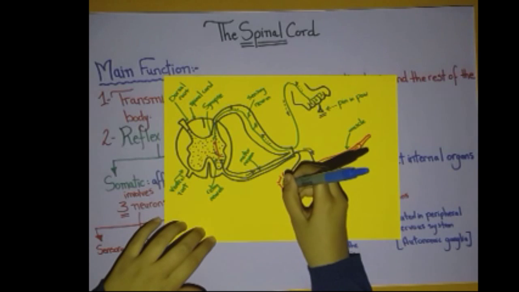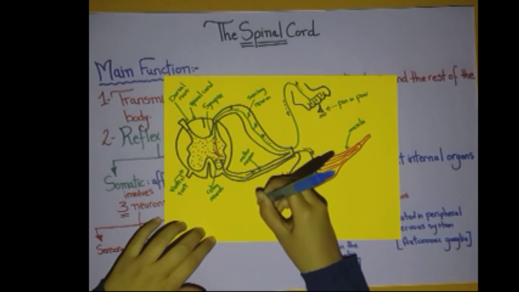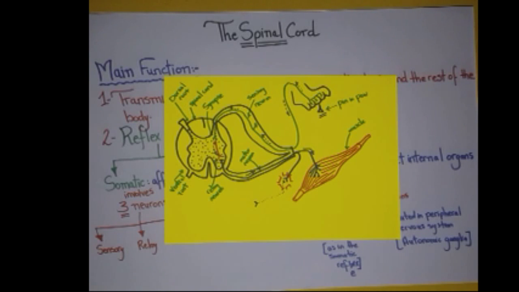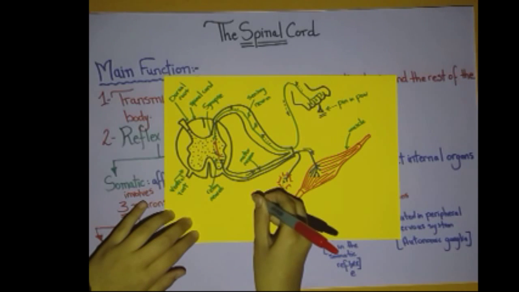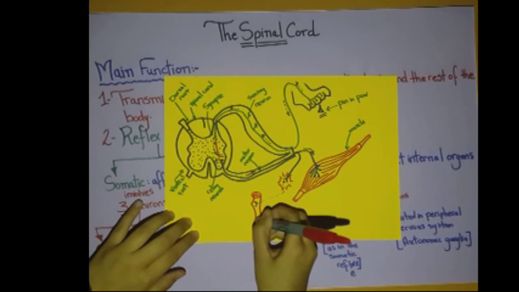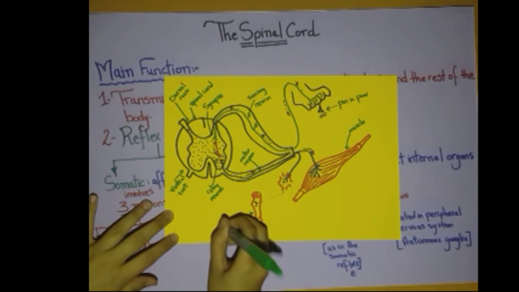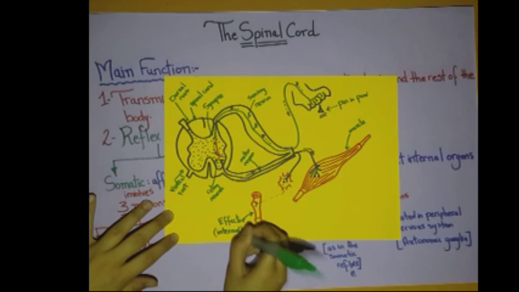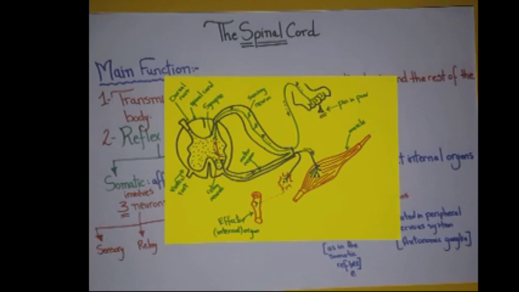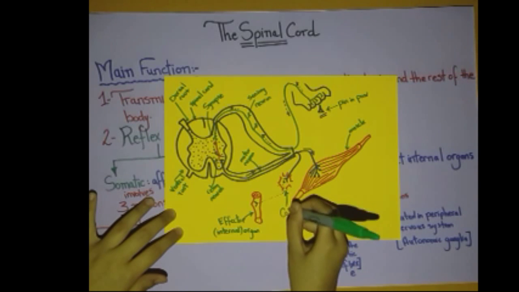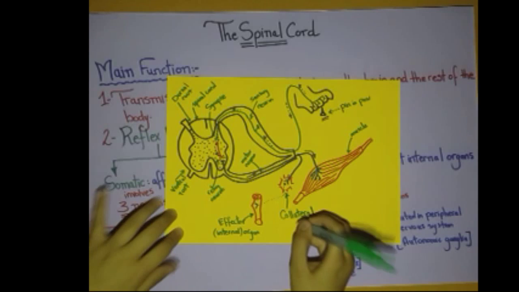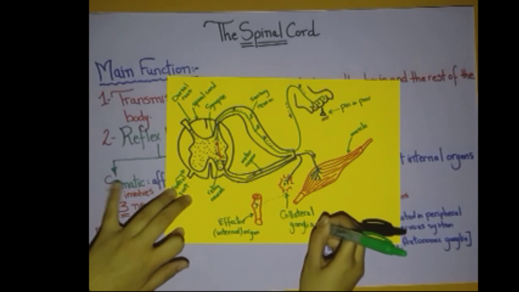Also, you may notice that there was a relay neuron in the somatic reflex arc, while in the autonomic reflex arc, it may or may not be present. The relay neuron may not be present. The sensory neuron can interact with the motor neuron directly to transmit the signal to the effector. But in every other aspect, it is very similar to the somatic reflex arc, except for the output and the presence of several motor neurons.